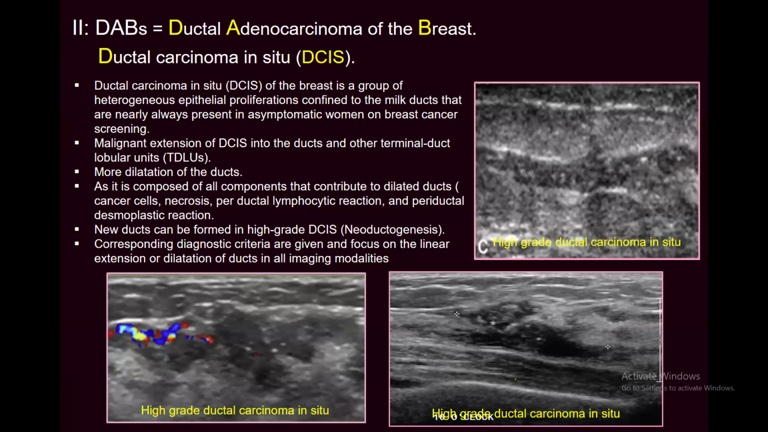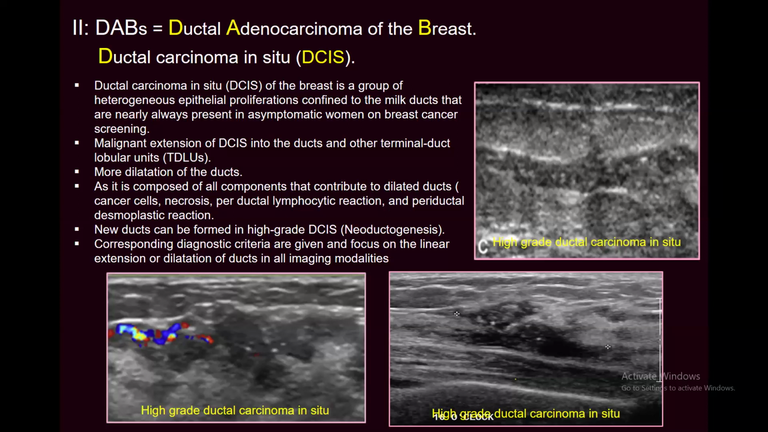Okay, let us go to the second subgroup, which is DAB, ductal adenocarcinoma of the breast: cancer arising in a major duct, not from the terminal duct lobular unit, but in a major duct, from interlobar, subsegmental, or segmental ducts and so forth, not from the terminal duct.